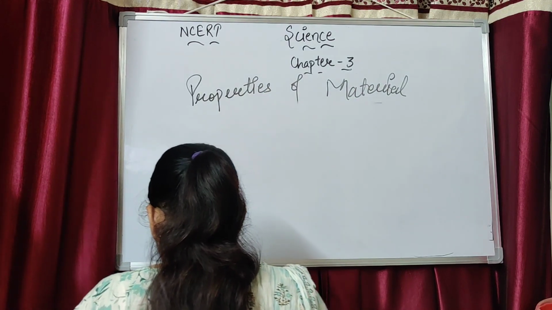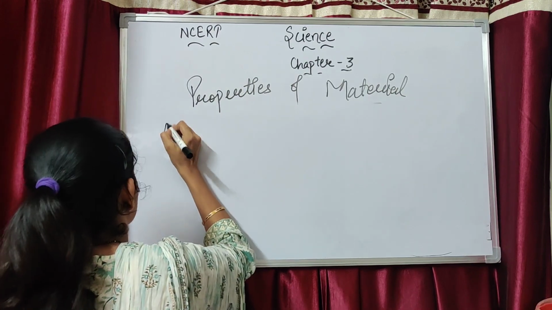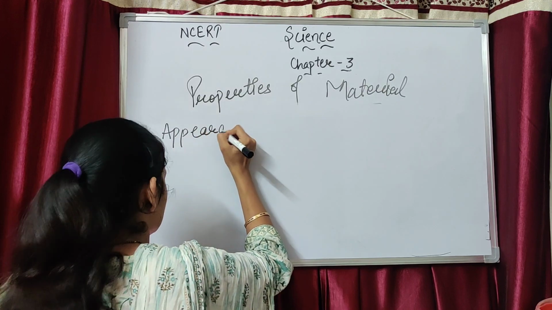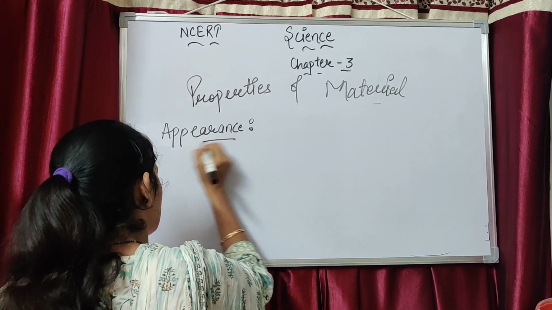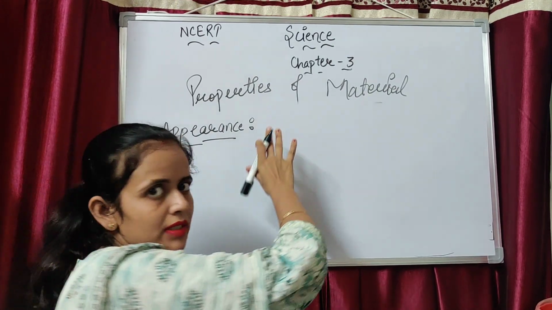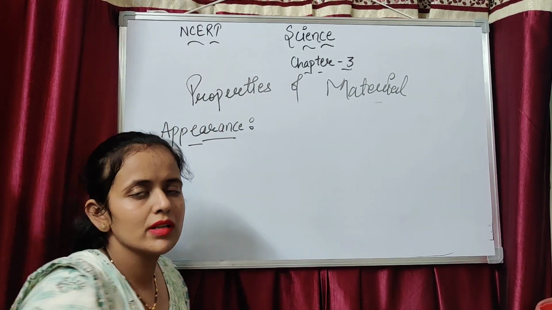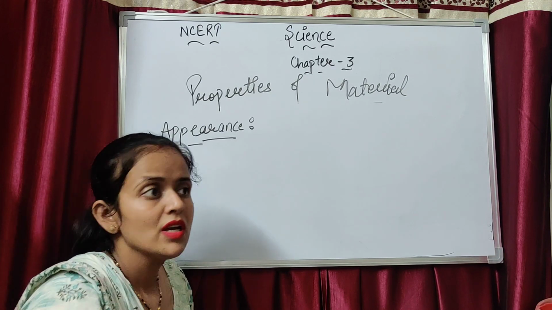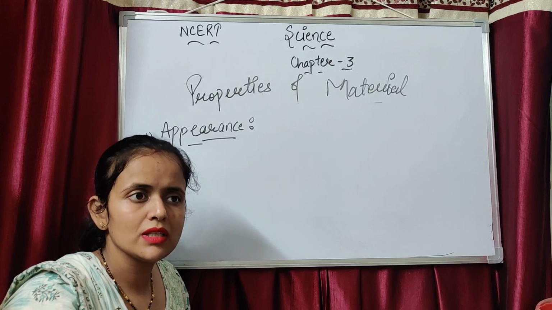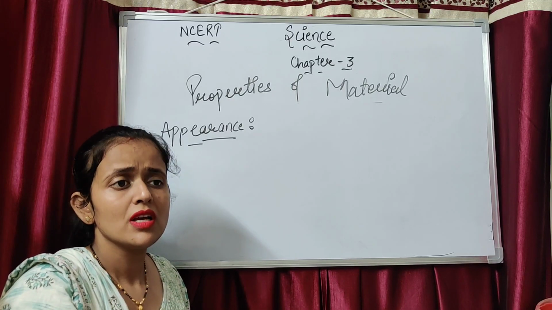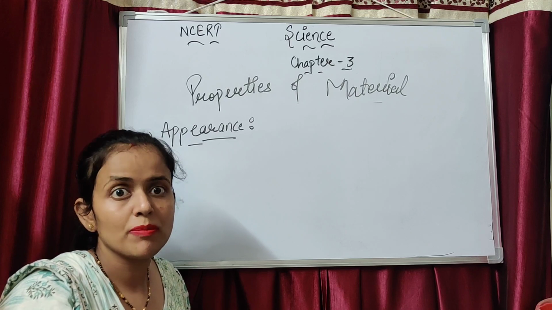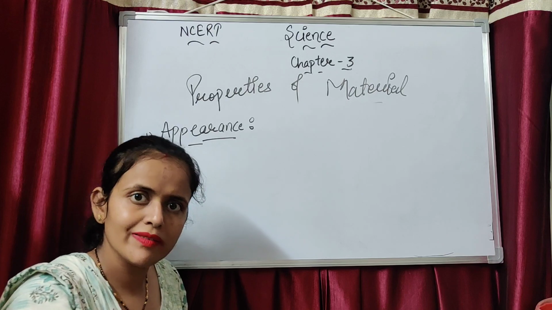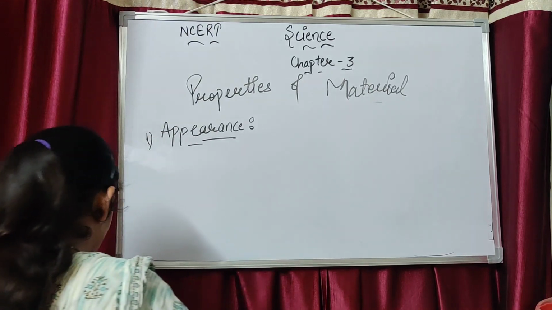So the first property we will learn is appearance. It is clear why we will distribute materials on the basis of properties, because some materials have their own identification, or you can say personal identities, that it should do this, it will not do this. Okay, so first is appearance.